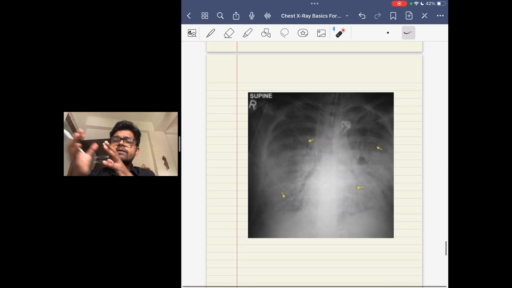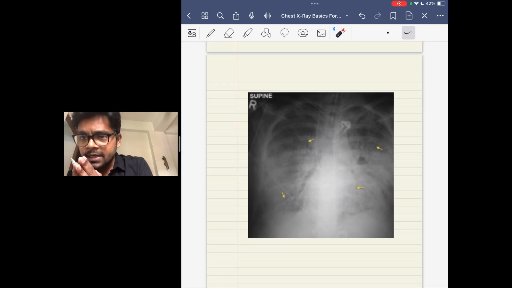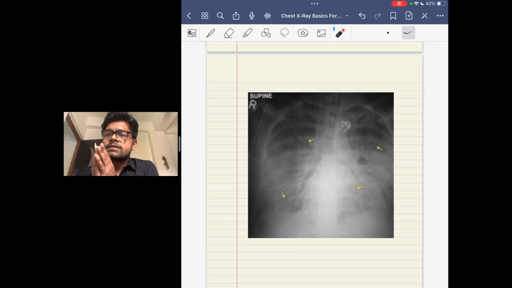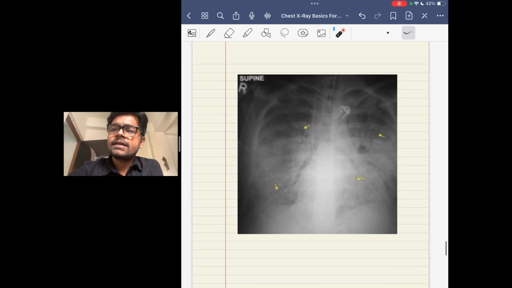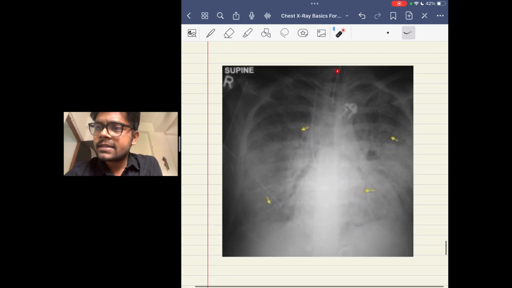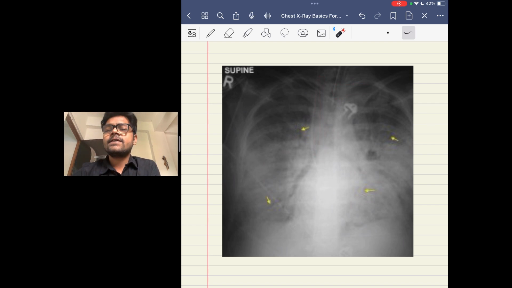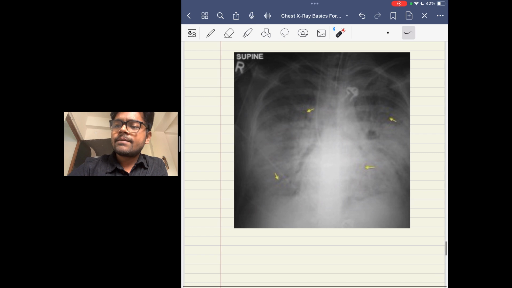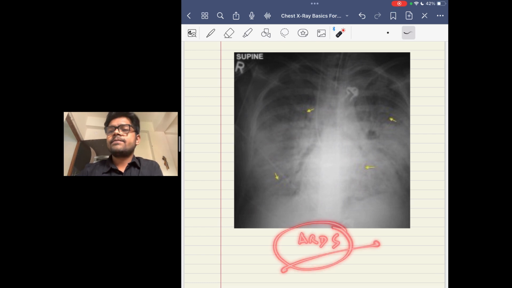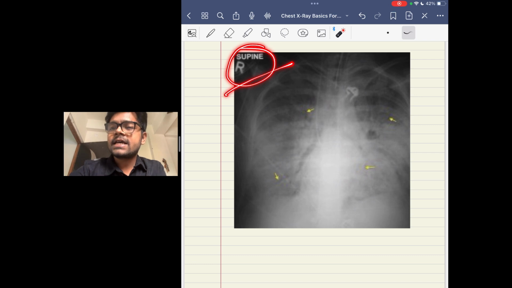So if I say that this patient is admitted in the ICU, has suffered from severe pancreatitis, and, see, you can see the tubes also. He is having an endotracheal tube. There are multiple lines. This patient is very much sick, and so you can make the diagnosis of ARDS. Usually the patient is very sick, supine X-ray has been taken.